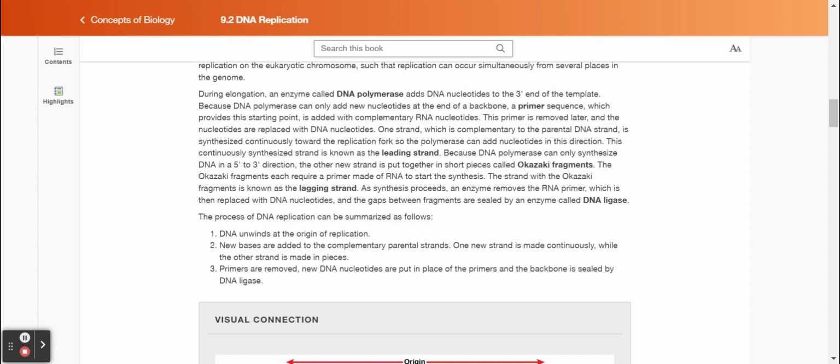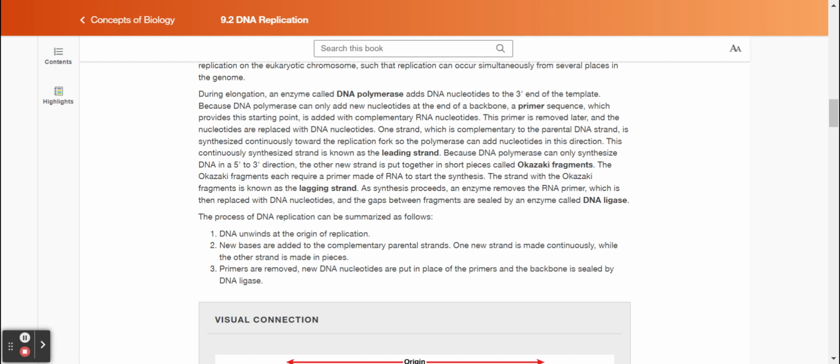Because DNA polymerase can only synthesize DNA in a 5' to 3' direction, the other new strand is put together in short pieces called Okazaki fragments. The Okazaki fragments each require a primer made of RNA to start the synthesis. The strand with the Okazaki fragments is known as the lagging strand. As synthesis proceeds, an enzyme removes the RNA primer, which is then replaced with DNA nucleotides, and the gaps between fragments are sealed by an enzyme called DNA ligase.